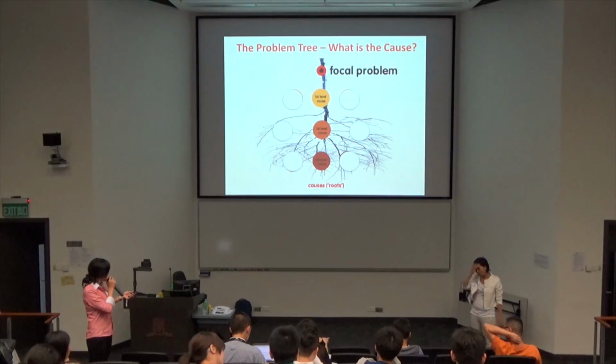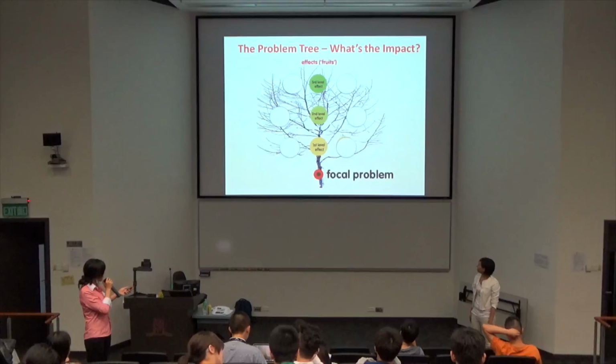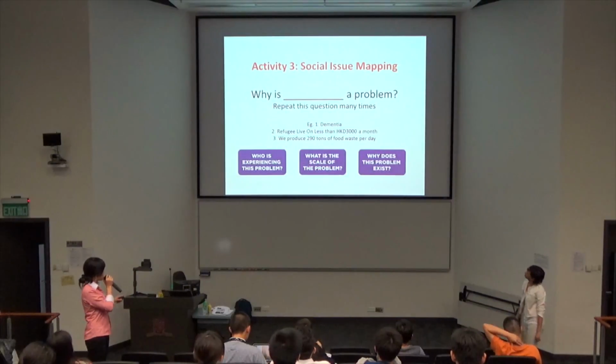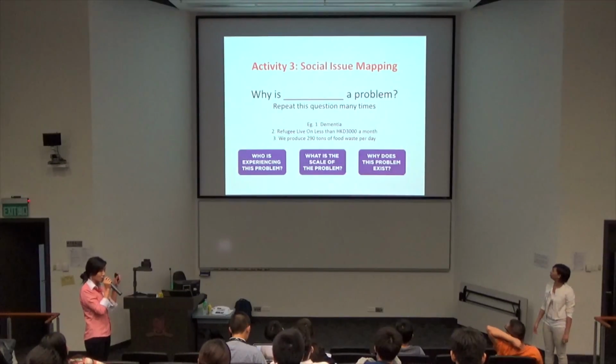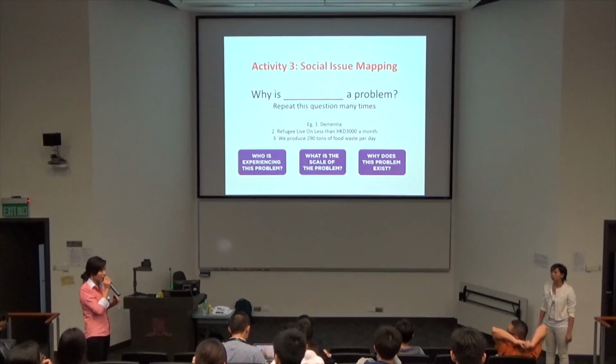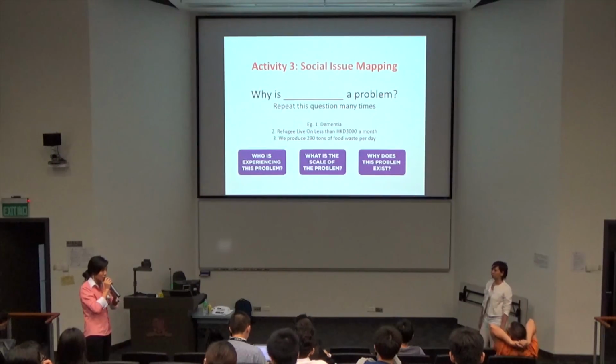So maybe we can get back to the first line, the 3 questions. Who is experiencing this problem, what is the scale, and how will it develop? Try to describe it. And then, why does this problem exist? So I really encourage you to get involved.